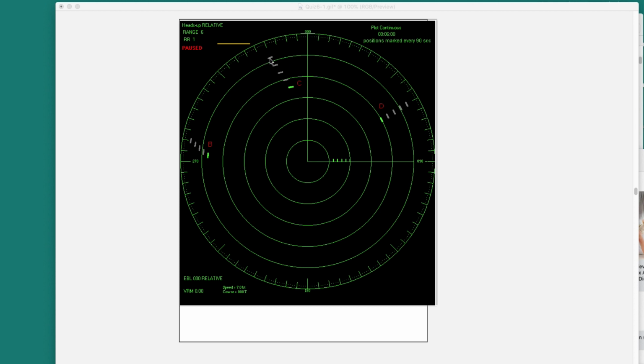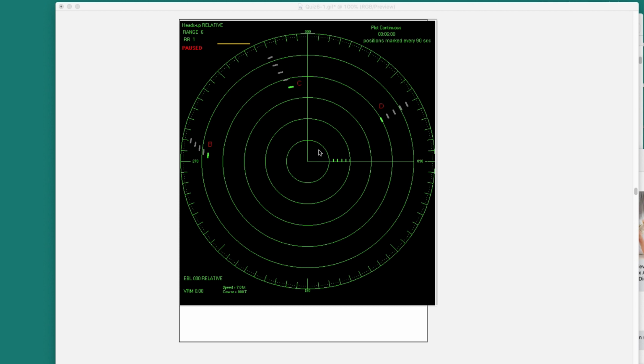So 6 minutes ago, this target C was right here, target B was here, and so forth. And then every 90 seconds, that's their trail. And so it's fundamental in radar that you turn on these trails so you can see what things are doing. You can't just look at them without the trails. Then you have no idea what's going on. So it's fundamental. You turn the trails on, and ideally you set them so that they make a trail length segment that's 6 minutes long.